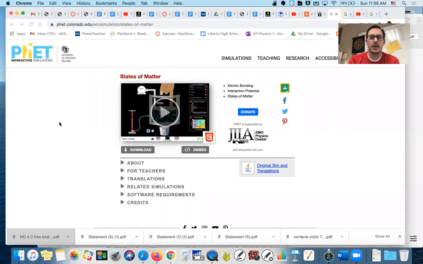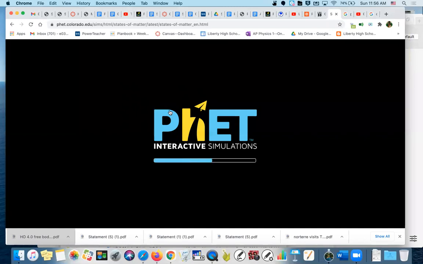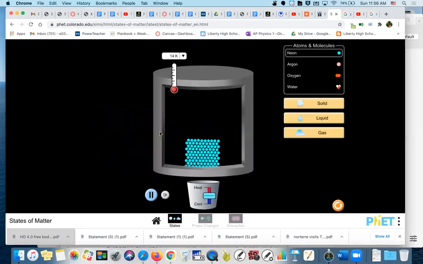I'm going to give you a quick overview of states of matter. I do think this would be smart if you wrote some things down here. So I would grab a piece of paper and a pencil and come back and join me when you do. All right, I'm going to click on states of matter here.